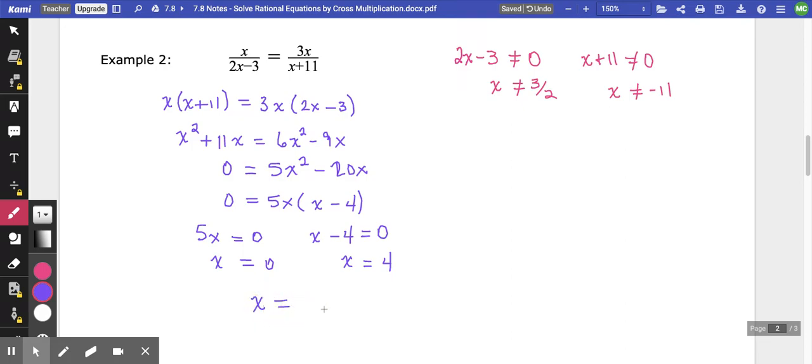So I'm going to list them both. I'm going to say x equals, and then I'll list them in order from least to greatest, because that's just good form. So I'll say x equals 0, 4.